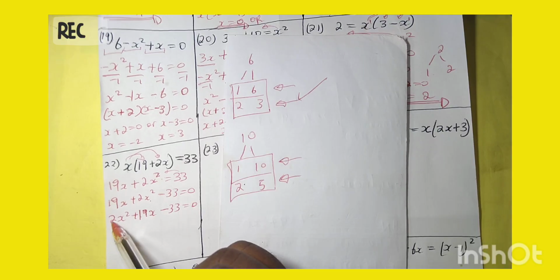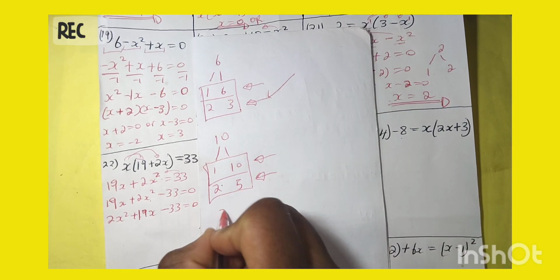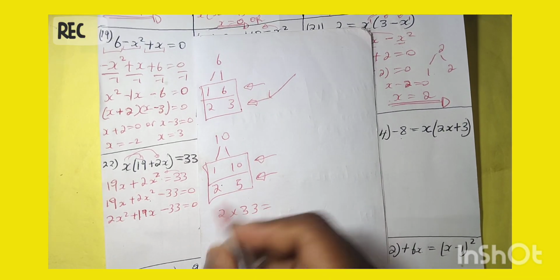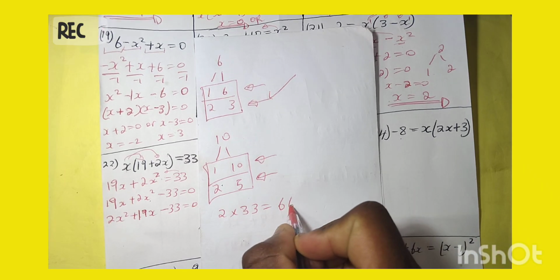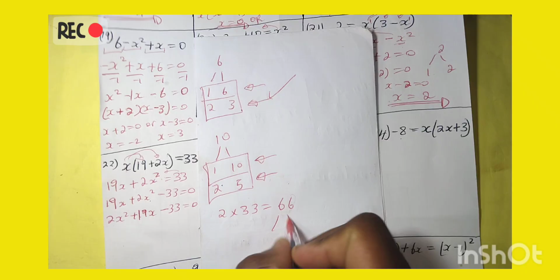If there is a number, you take that number and multiply it with that one. Say this, multiply with that. Don't include that negative sign. So this will give you what? 66. So now we'll find the factors of this number.